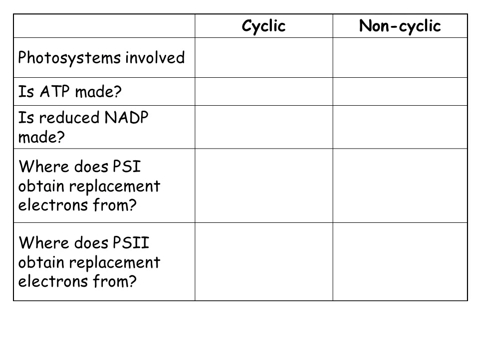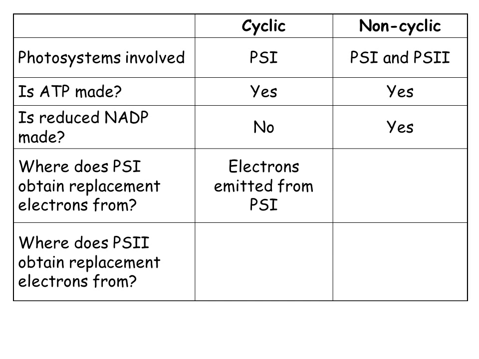So, in summary, the photosystem involved in cyclic is just photosystem 1. In non-cyclic, both photosystem 1 and 2 are involved. Is ATP made? In both cases, yes, it is. Is reduced NADP made? Not in cyclic, but it is in non-cyclic. Where does photosystem 1 obtain its replacement electrons from? Well, in cyclic photophosphorylation, the electrons that originally were emitted from photosystem 1 will return to it. In non-cyclic, it will be the electrons emitted from photosystem 2.